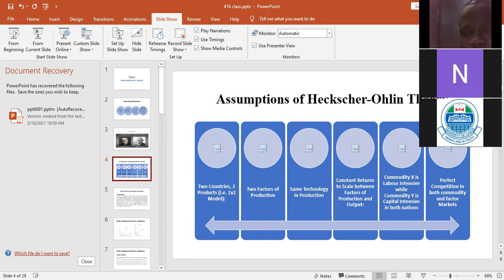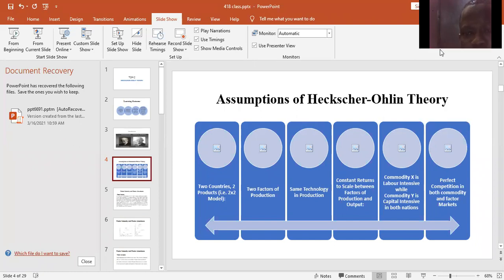The first one is two countries, two products. We assume that there are two countries who actually want to engage in trade, country A, nation B. And the next one is two factors of production. We want to assume that there are two factors of production, which are labor and capital. And same technology in production. We want to believe that the two countries involved in this theory have the same level of technology. No one is more technologically advanced.